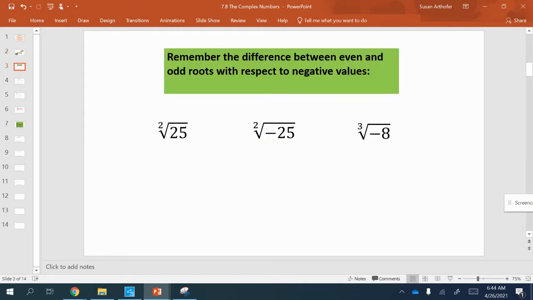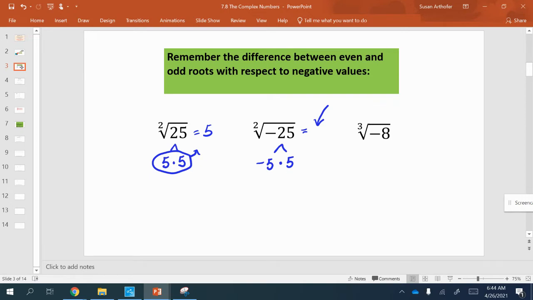Before we do that, I want you to listen for a minute and remember the difference between even and odd roots with respect to negative values. So the square root of 25, we all know the answer is 5. The reason is because there's a pair of matching 5s and out comes 5. But the square root of negative 25 could not be written in matching numbers because negative 5 times 5, they don't match. So we're going to tackle this problem today to get an answer. So that's what today is about.